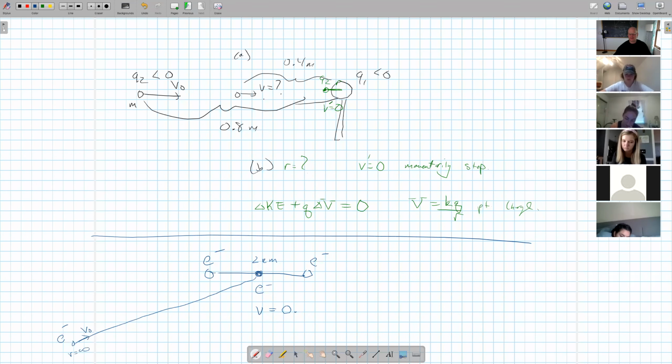This, again, is conservation of energy. So we're going to use the change in kinetic energy plus Q times the change in potential energy is equal to 0, where, again, our final velocity is going to be equal to 0. And the potential, again, will be given by point charges, so KQ over R. But here I have 2 point charges instead of 1. Okay.